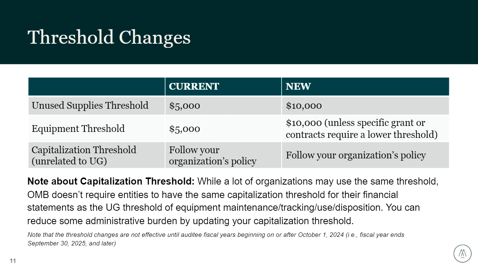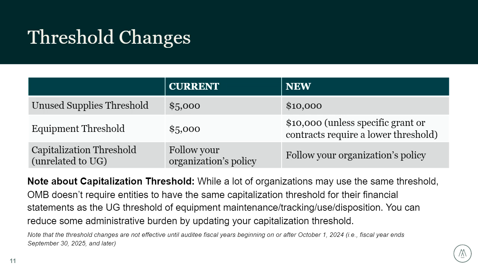Moving on, other threshold changes. The unused supplies threshold has been increased from $5,000 to $10,000, and your equipment threshold has been moved from $5,000 to $10,000. I think the equipment threshold has probably been the most popular question I've received on how this change is made on the recipient side of things.